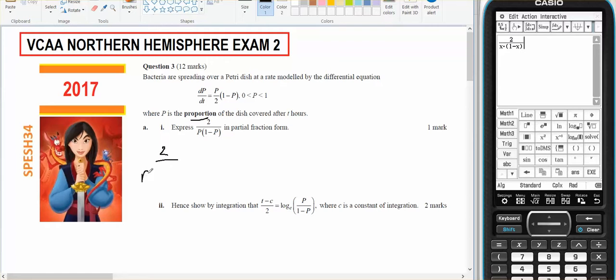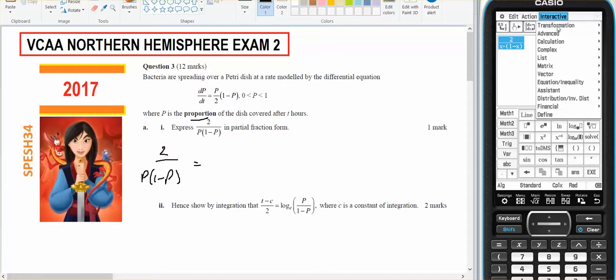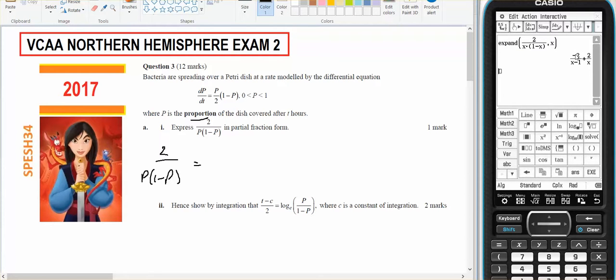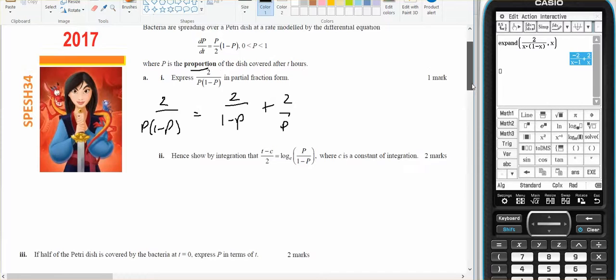So 2 on top of p(1 minus p) is going to equal... Okay, I've got that there. So I've used x instead of p. So interactive transform expand as a partial fraction, where x is my variable. That gives me this. Now I'm not going to have the negative. I'm going to turn that around and say that I have 2 on top of 1 minus p plus 2 on p. And then I've got to show hence.